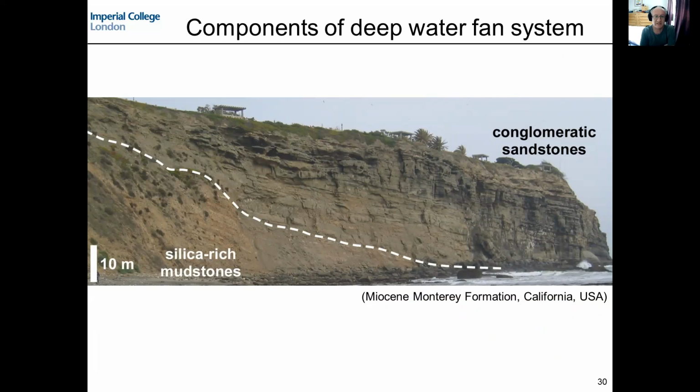Here's an example of a sandy canyon fill, or part of a sandy canyon fill at outcrop. The cliff here is about 50 meters in height, and the white dashed line is showing the margin of a canyon here, a sandy conglomeratic canyon fill cutting into muddy, siliceous mudstones.